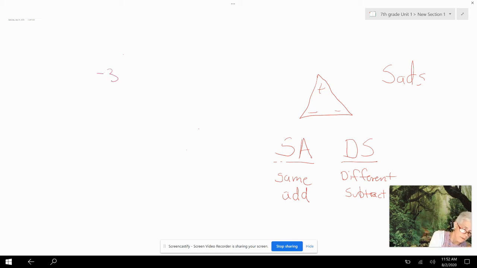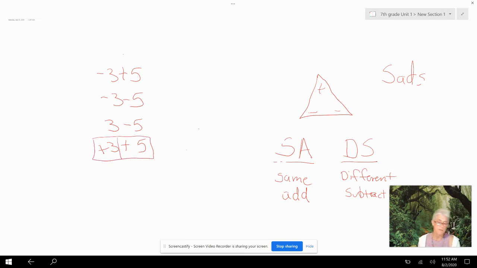I've got negative 3 plus 5. I have negative 3 minus 5. I have 3 minus 5. And I have 3 plus 5. So some of these are pretty obvious to you. The very last one looks like something you did in kindergarten. The signs are the same. In fact, I'm going to box them in so you can see them. So I'm just going to add them, and my answer is a positive 8.